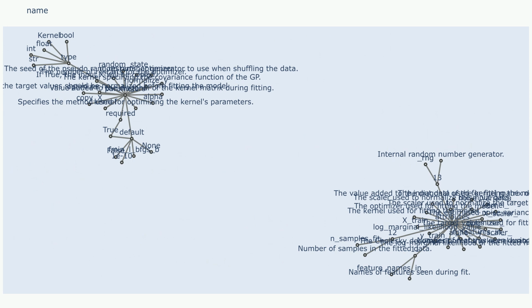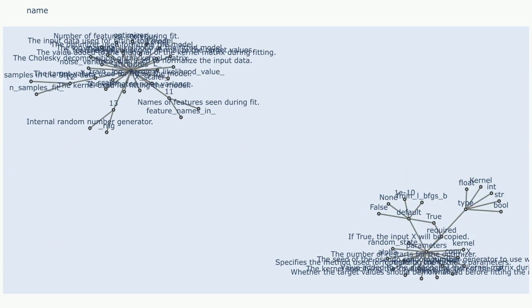10. Conclusion. The Gaussian process regressor is a powerful tool for nonlinear regression with probabilistic predictions. By carefully choosing the kernel, mean function, and optimizer, and by tuning the hyperparameters, you can leverage its capabilities for a wide range of applications. Its ability to capture complex relationships and provide uncertainty estimates makes it a valuable asset in many domains.